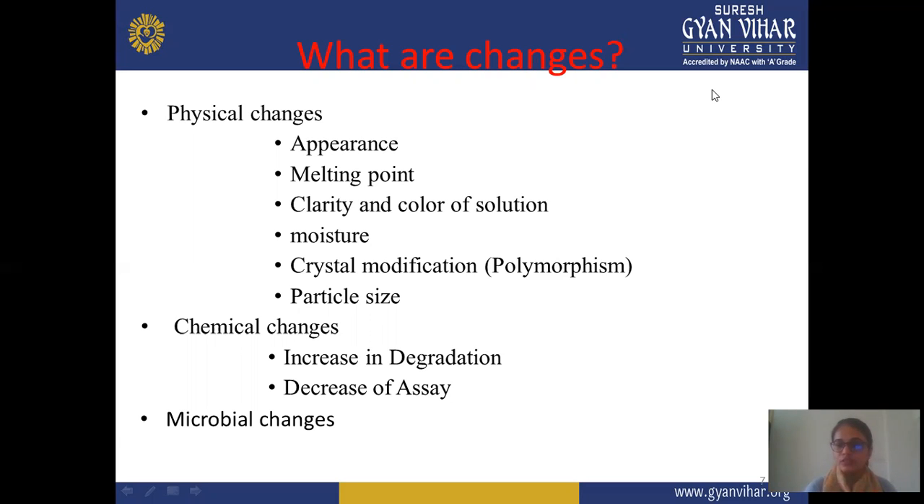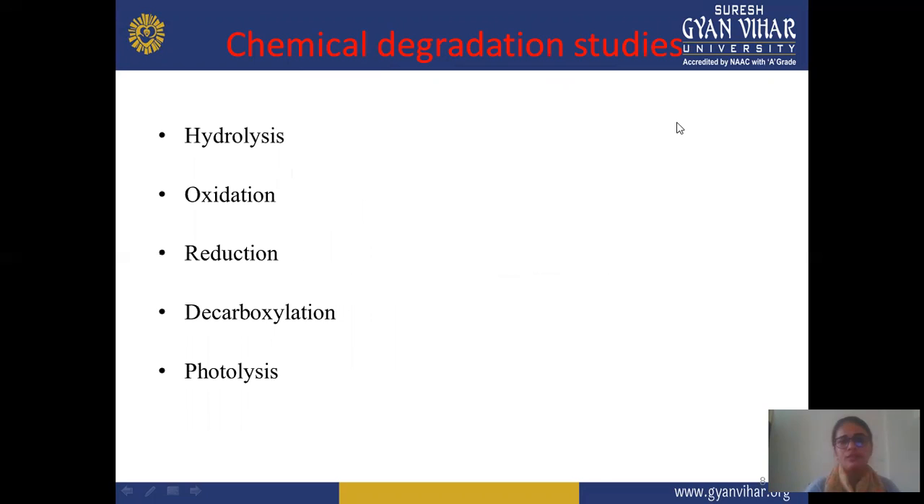Next is microbiological change. In this, due to certain bacteria or microbes, certain changes take place. And next is chemical degradation stability study. Chemical degradation stability is further divided into different parts like hydrolysis, oxidation, reduction, decarboxylation, and photolysis.